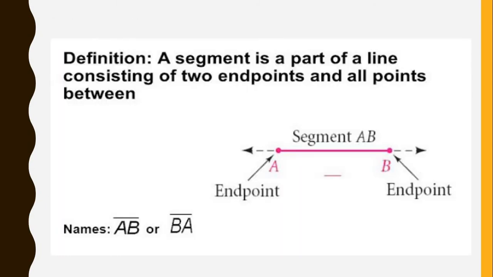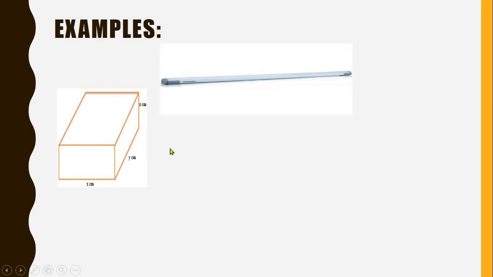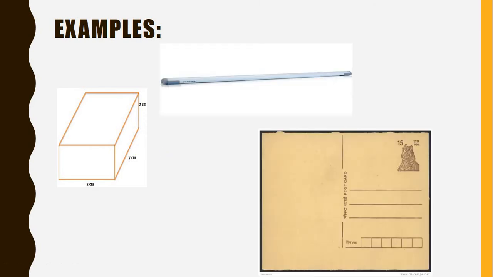Definition: a segment is a part of a line consisting of two endpoints and all points between. As you can see here, this pink portion is a small part of a line and this is our line segment. These two points A and B are the endpoints. It can be written as AB or BA. Examples: an edge of a box. All the edges of a box are examples of line segments. A tube light, an edge of a postcard.